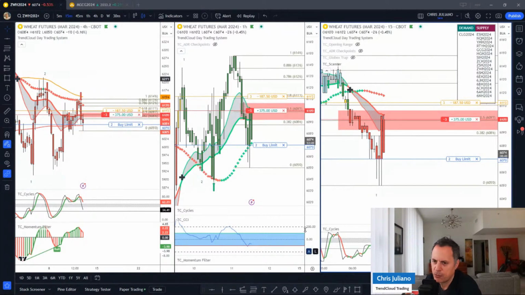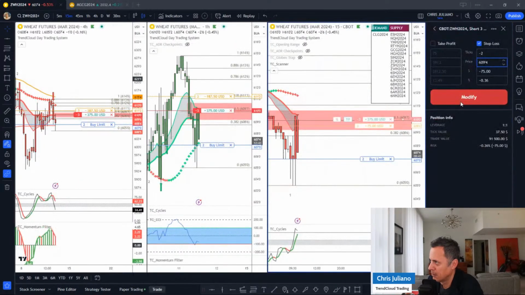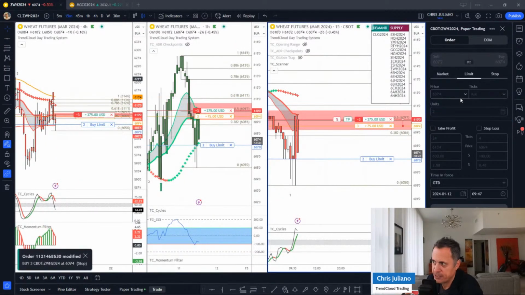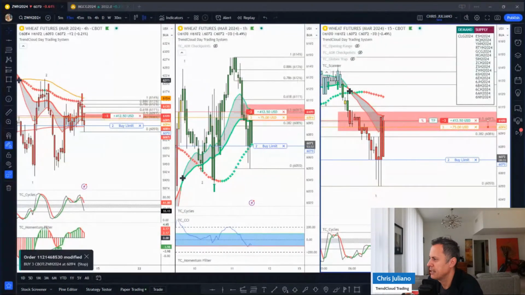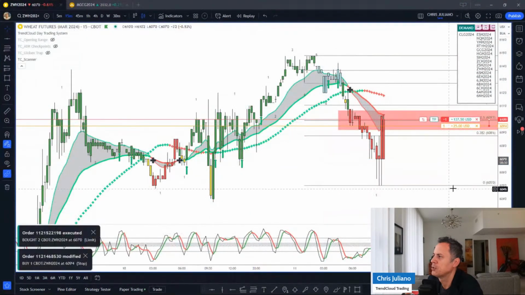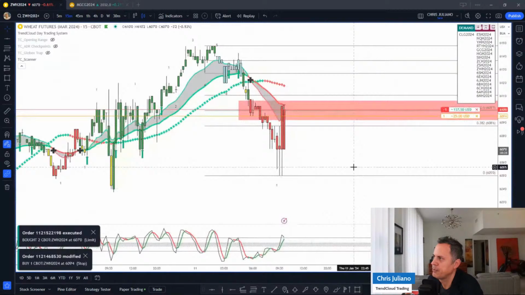Short-term rapid growth, right, guys? At this point, I definitely want to be risk-free. That's part of the aggressive trading style as well, right? Boom, right there. Beautiful, beautifully done.